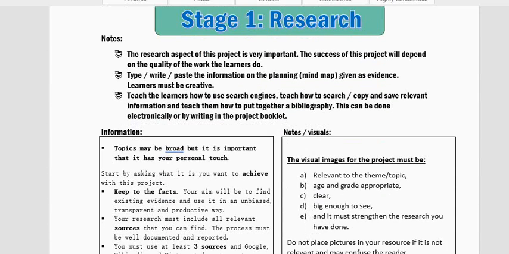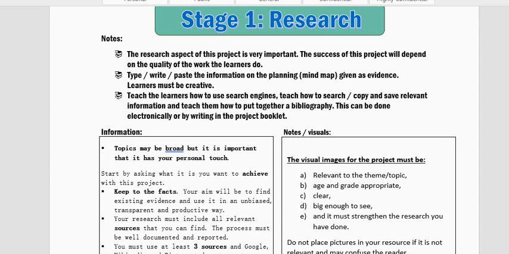Okay, here is a bit of instructions on how to conduct the research. The first bullet point there is very important. The research aspect of this project is very important. The success of the project and the oral presentation at the end will depend on the quality of research that the learners do. They can type the information, they can write it, they can paste information onto a mind map. Every learner, as part of the research, will have to make a mind map, and on that mind map they will be summarizing all the content that they were able to find during the research process.